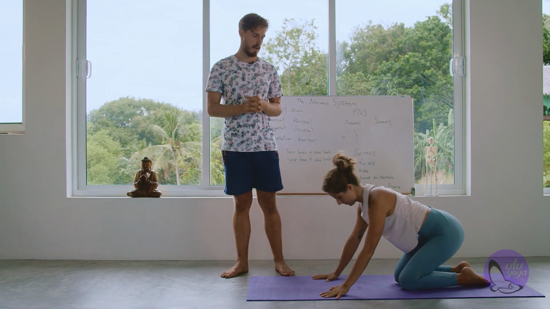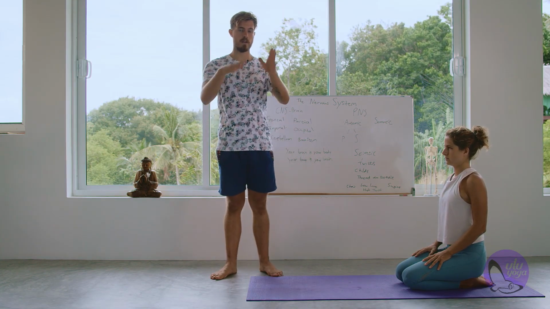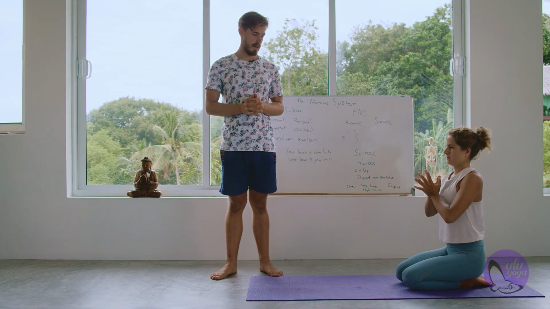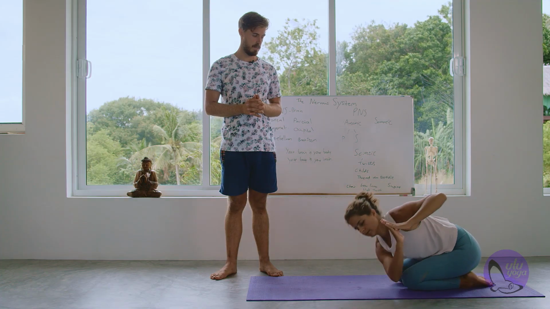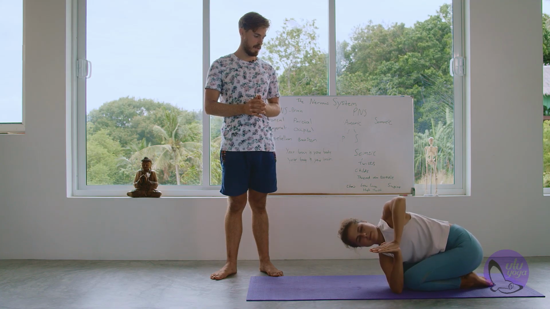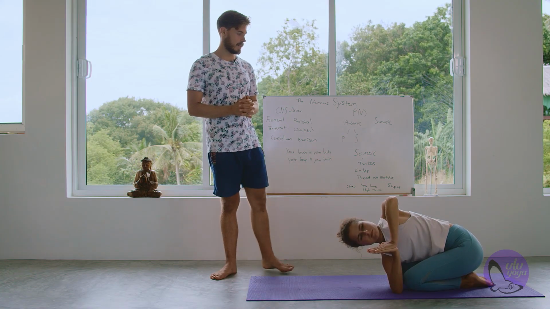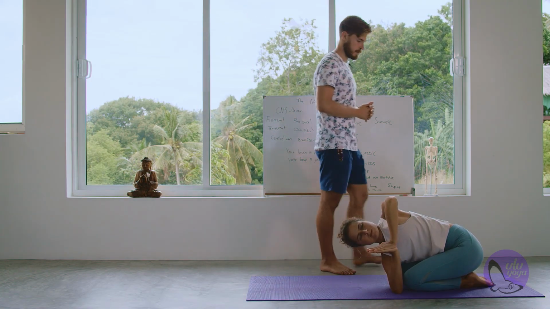Beautiful. All right, next one that we're going to do is a twisted child's pose. So again, we start, inhale, hand at the chest, and exhale, turn over to the side. Beautiful. Super nice, keeping your legs in a nice child's pose position.